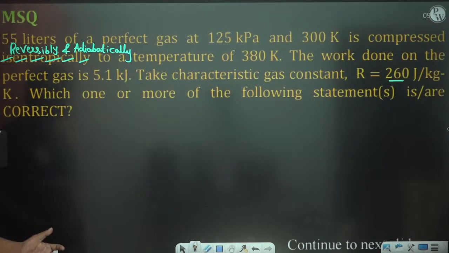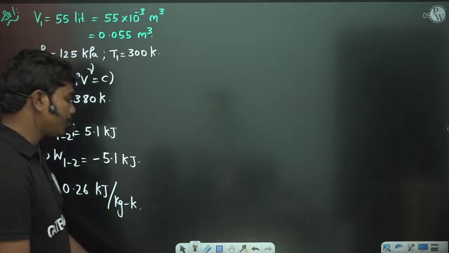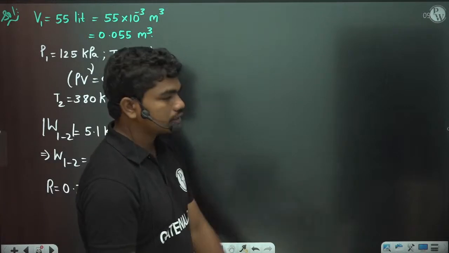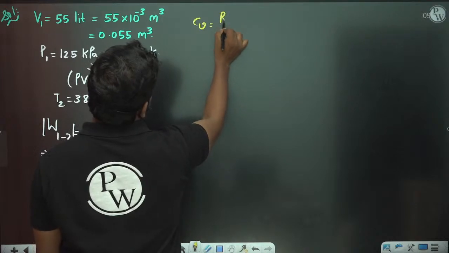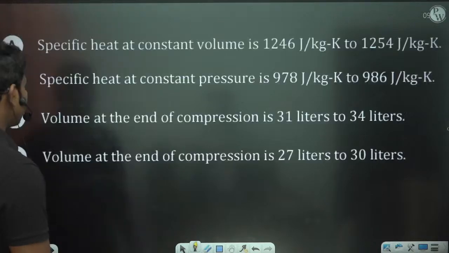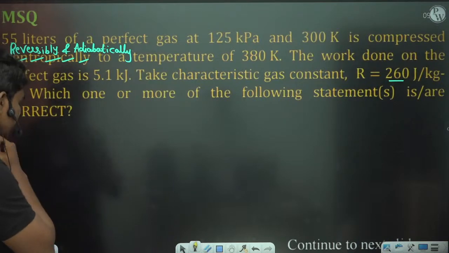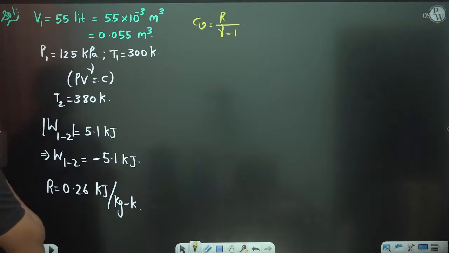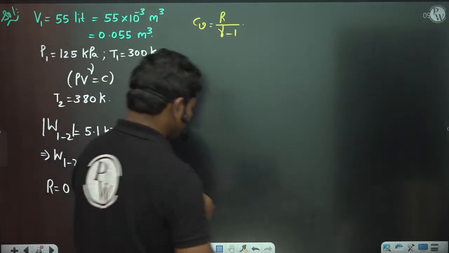So we identified these things. Which one or more of the following statements is correct? Specific heat at constant volume, specific heat at constant pressure actually. First of all, how do we calculate this specific heat at constant volume? CV is nothing but R upon gamma minus 1. But here we don't know the value of gamma, correct? Gamma is not known because they have just given perfect gas. You can calculate gamma. How can you calculate this? V1 is known, work interaction is also given, correct? So work interaction is known, so we'll do one thing.